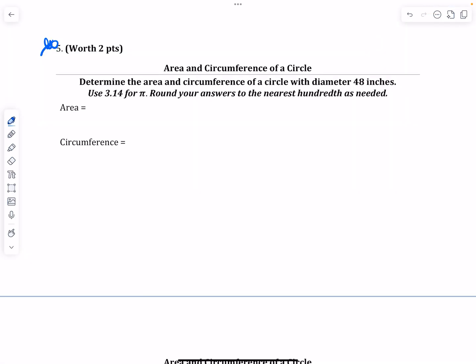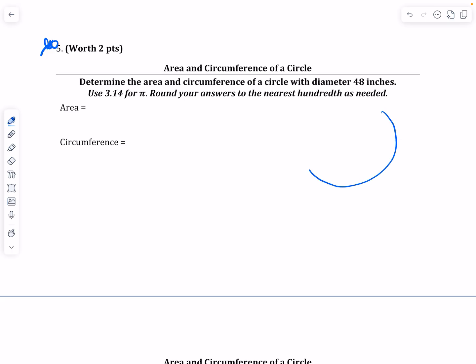Okay, I'm starting at question number 5. This is on the geometry practice review. This question asks us to find the area and circumference of a circle with a diameter of 48 inches. It tells us to use 3.14 for the value of pi, and it also tells us to round our answers to the nearest hundredths as needed.